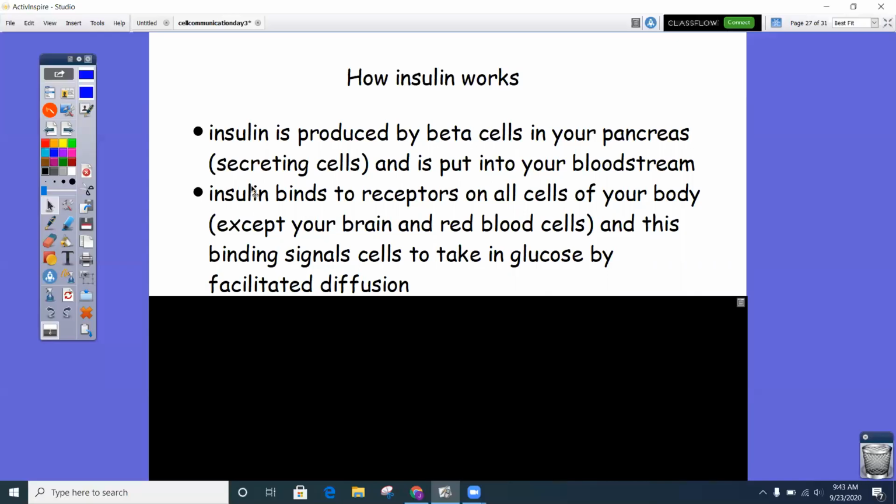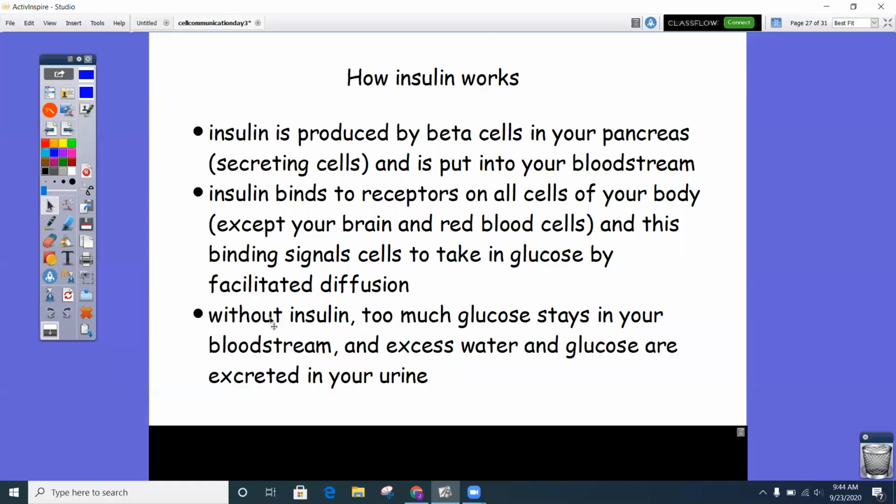If insulin is not there, the glucose channels don't open and you have too much glucose in your bloodstream, resulting in high blood sugar. So without insulin, too much glucose will stay in your bloodstream and excess water and glucose are excreted in your urine. Okay, peeing a lot and having sugar in your urine are some of the diagnostic symptoms of diabetes. Okay, so that's explaining the importance of insulin.